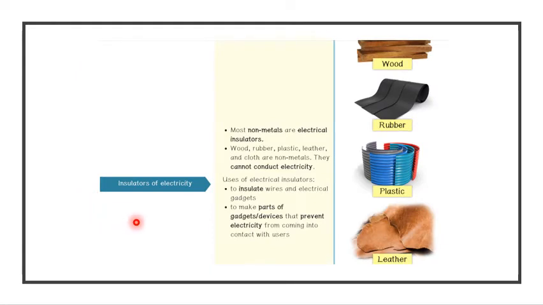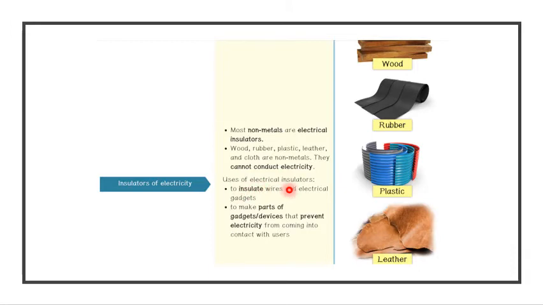For another property of materials, insulators of electricity. Most non-metals are electrical insulators. Wood, rubber, plastic, leather, and cloth are non-metals. They cannot conduct electricity. Wood, rubber, plastic, and leather cannot conduct electricity.